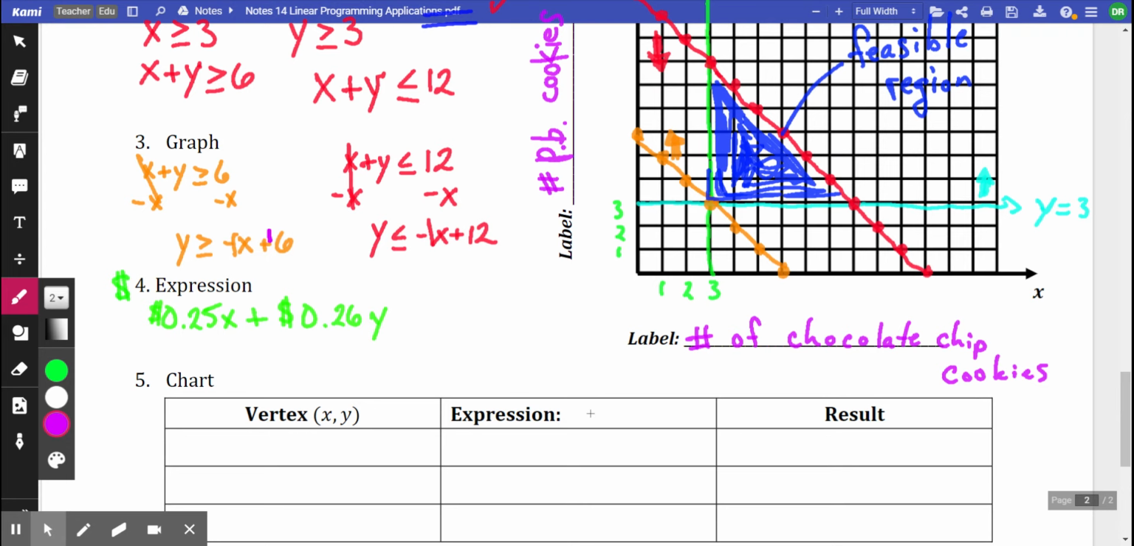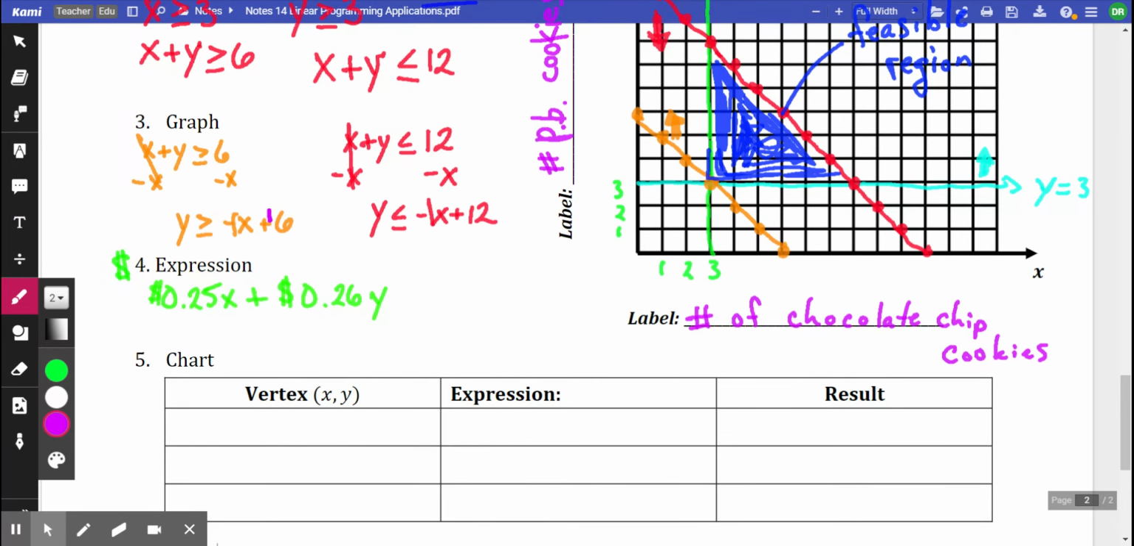Okay, and that's what we want to include right here. The expression, we're going to use exactly what we put in step 4. So this is just an organizational process. We found our expression. What we're about to do is we're going to use it. So I'm going to put that 0.25x plus the 0.26y. Okay, I'm just saving space by not writing that dollar sign down. And what we need is we need a vertex, and actually we need a few.